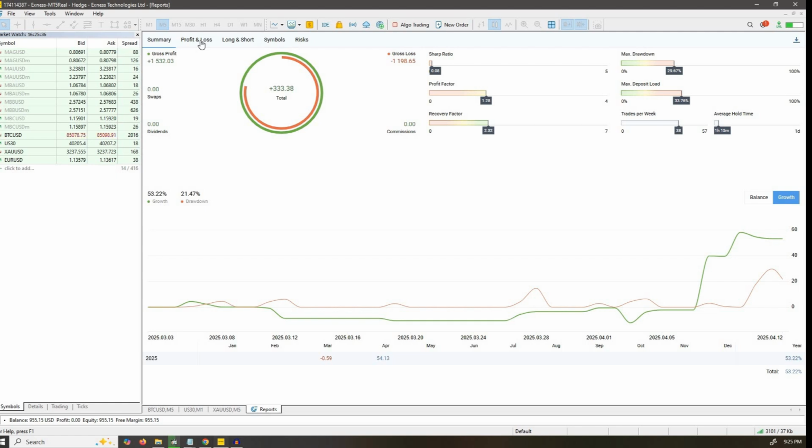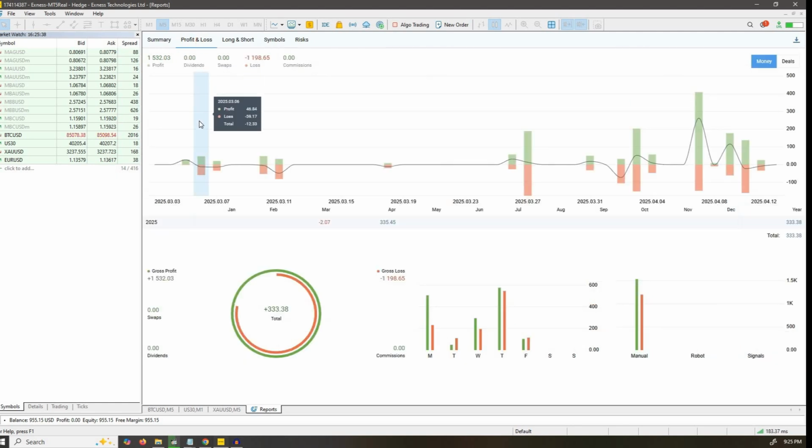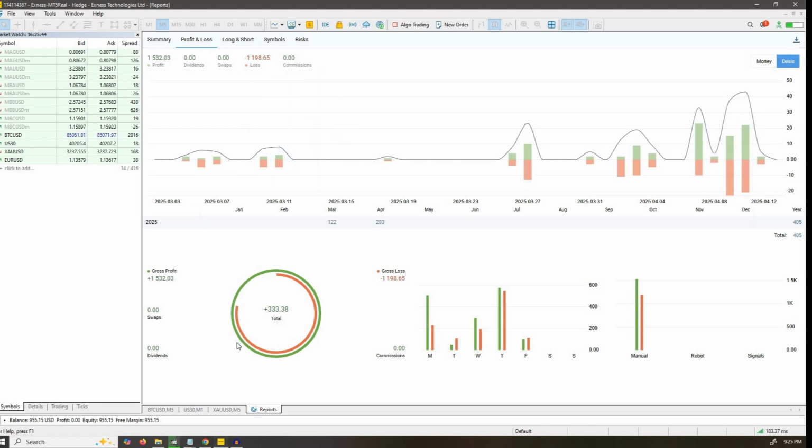Now click on the profit loss tab. Here you can view your daily profits. Below that, you will see the commission you pay to your broker, including the spread. You will also find the average profit factor by day. As you can see, this strategy gives the best results on Monday.